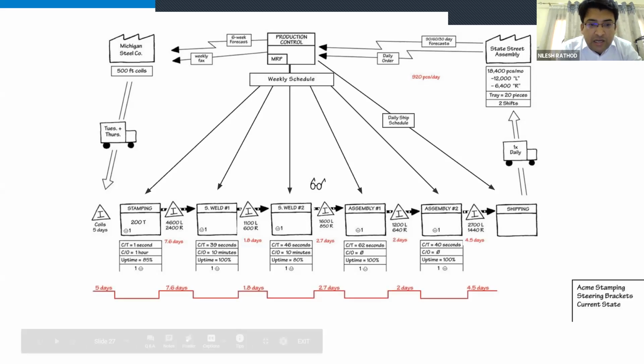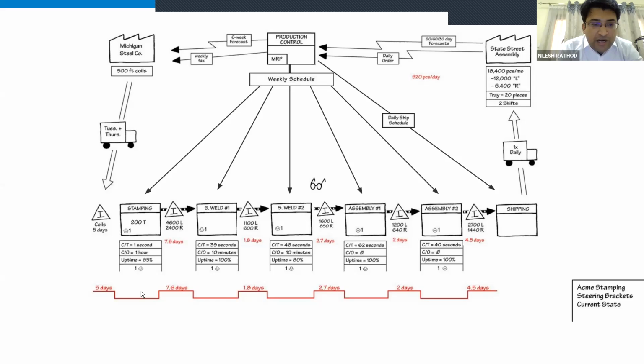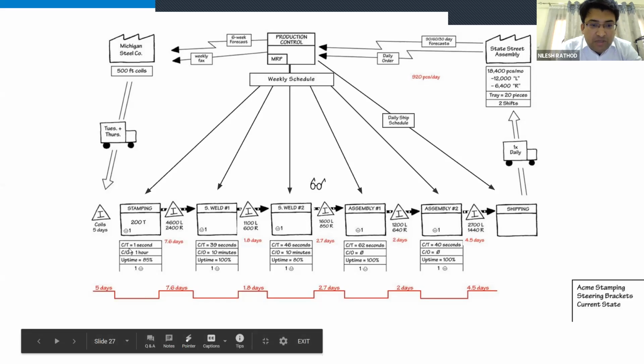Now I will calculate the summary of non-value added activity, because inventory is nothing but NVA. So 5 days, 7.6 days, 1.8, 2.7, 2 days, 4.5 days. These non-value added activities are always mentioned at the crest of your wavelength, and at the bottom, or trough, of the wavelength you mention the value added activity. Value added activity is nothing but the cycle time.